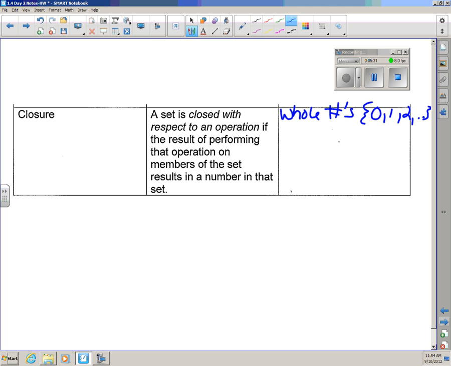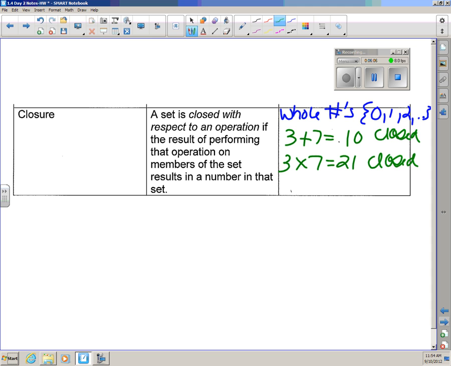Let's take like 3 plus 7, right? Those are both whole numbers. If I add 3 plus 7, I get 10. And because 10 is a whole number, it's a part of the set I started out with, then addition is closed for whole numbers. If I think about multiplication, and if I multiply 3 times 7, my result is 21. Well, 21 is a whole number. So whole numbers are closed with respect to multiplication.